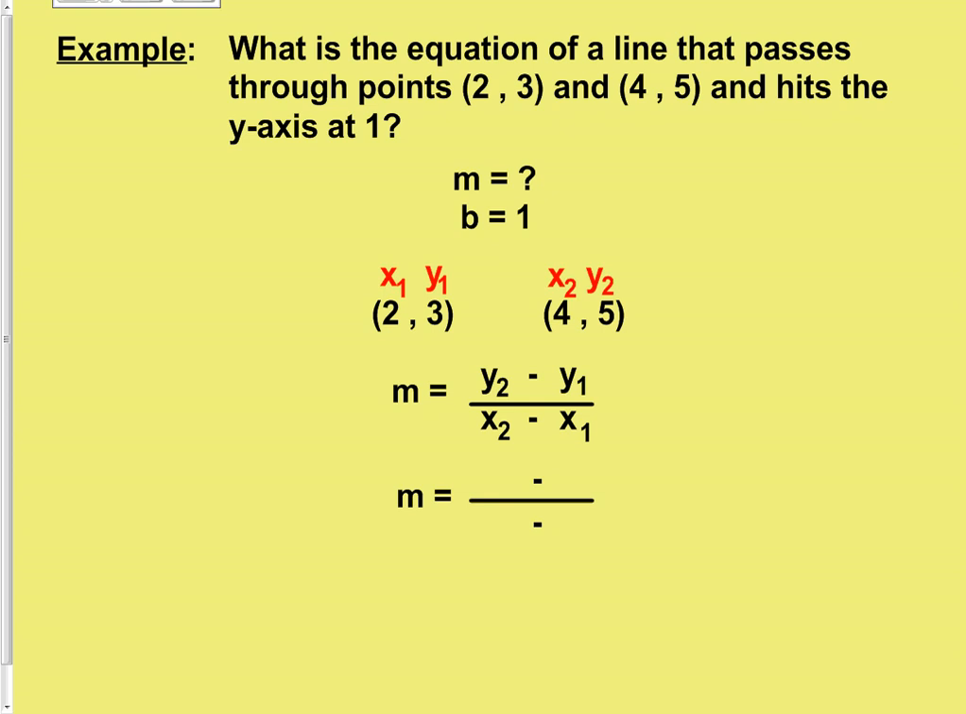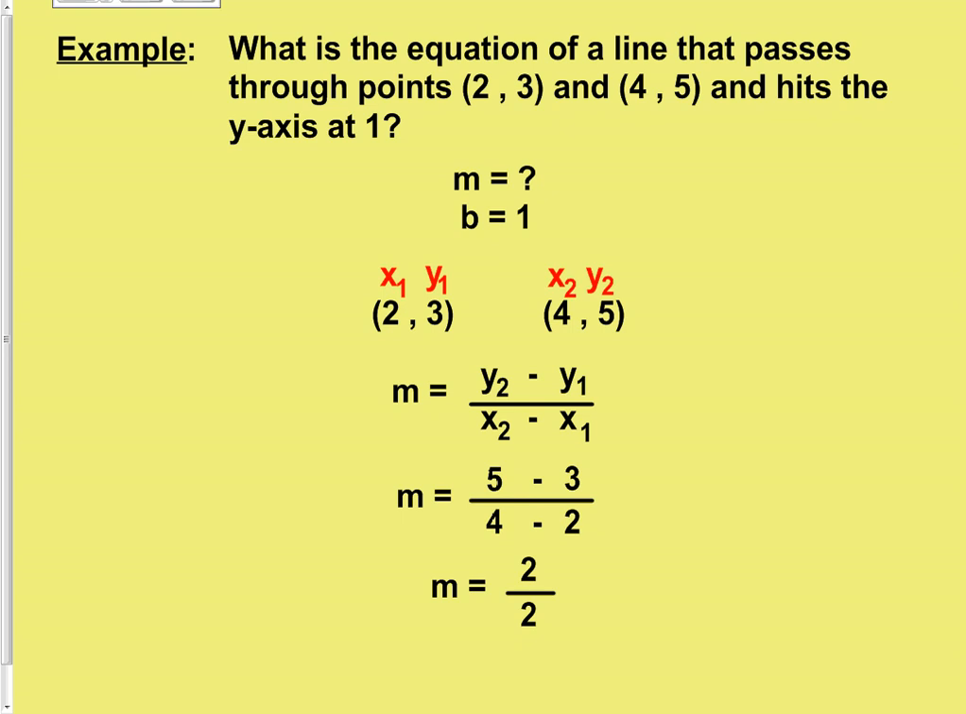y2, we go up and we find that y2 is a 5, so we plug it in. Minus y1, y1 is a 3, so we plug it in. All of that is over x2, which is a 4, minus x1, which is a 2. We will simplify the numerator and the denominator before trying to combine the two. So in the numerator, 5 minus 3 is 2, and in the denominator, 4 minus 2 is also 2.